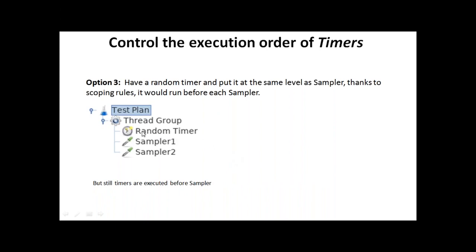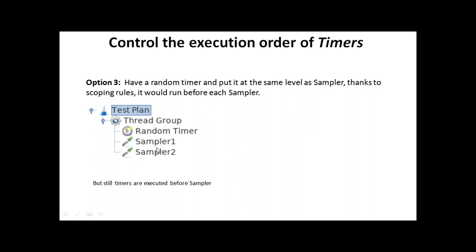Or option 3 is to add the random timer at the thread group level, and you have sampler 1 and sampler 2. So you have a random timer, sampler 1, and random timer, sampler 2. But with this option, what is happening? There is a small problem with option 3. What is that problem? First the timer will be executed, then sampler 1 will be executed.